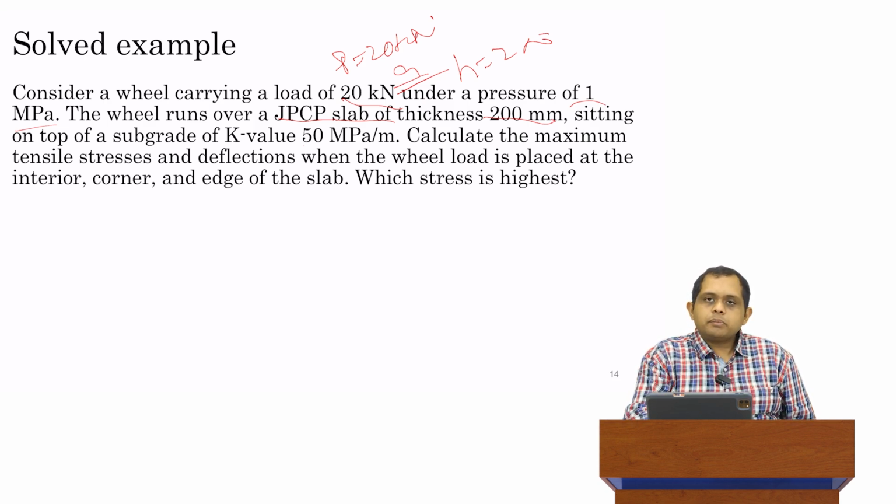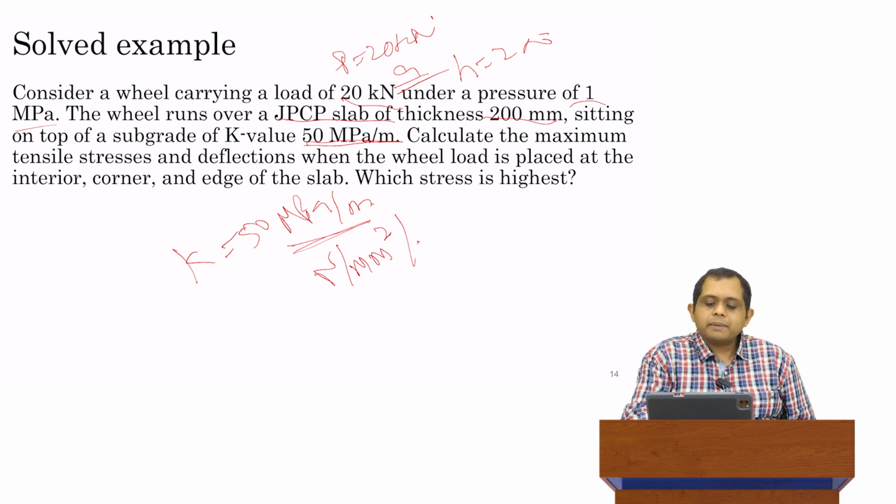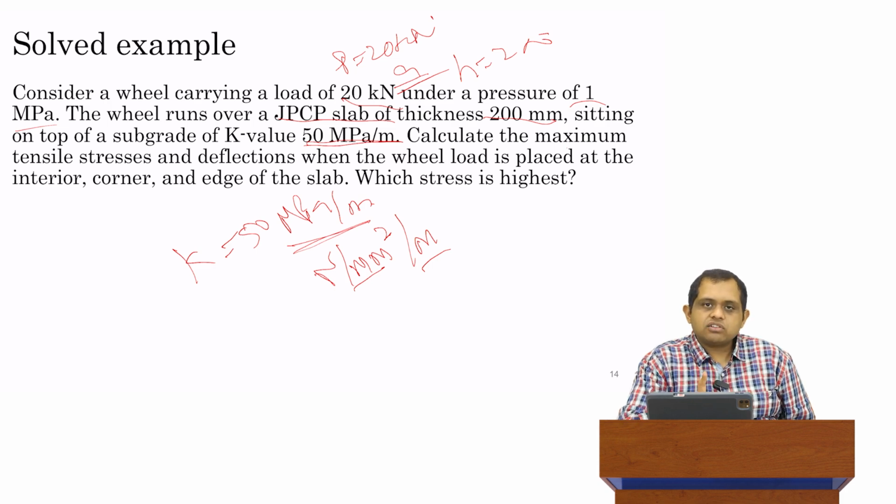Now, this JPCP slab of H 200 mm is sitting on top of a subgrade whose K value is 50 megapascals per meter. I had pointed out when we talked about the lecture on material properties, this is an interesting unit. Another way to write megapascals per meter is Newton per square millimeter per meter. So we have both millimeter and meter in the same units. That's a source of common confusion. We first of all have to ensure that we are accounting for this problem.